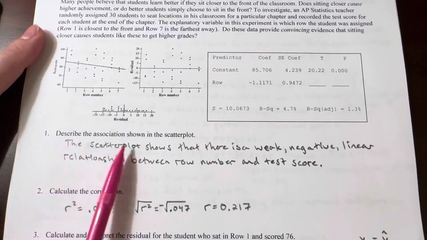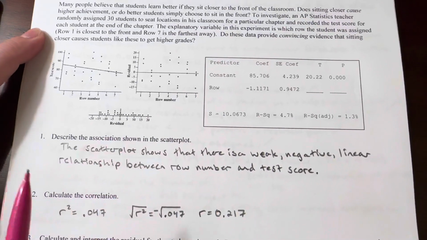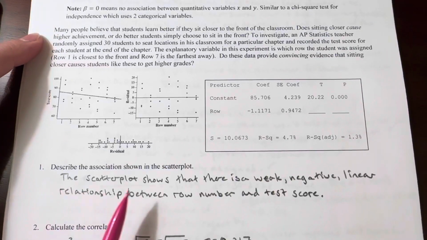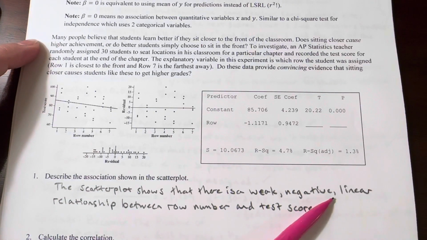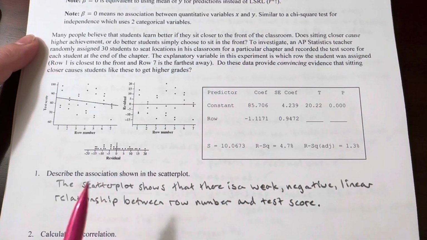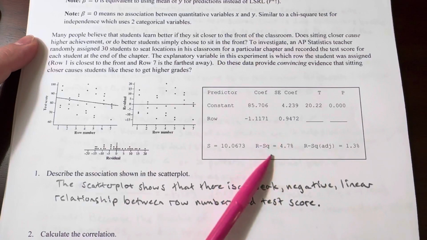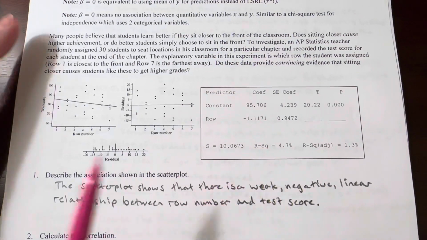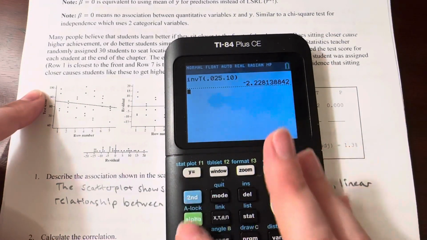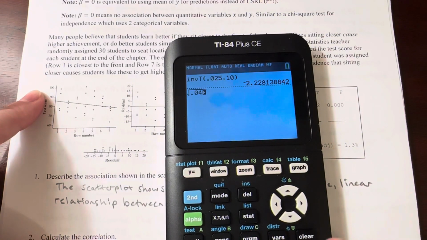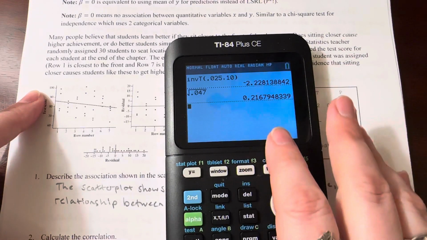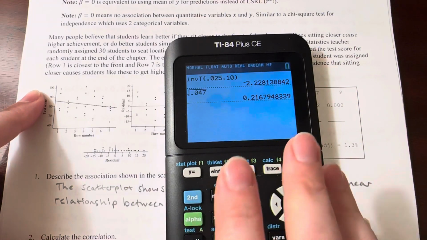For number 1, describe the association shown in the scatter plot. I would say that the scatter plot shows that there is a weak negative linear relationship between row number and test score. The reason I'm saying weak is that if you convert this percent into a decimal, 0.047, and you take the square root of it, you're going to get a very small correlation coefficient. The square root of 0.047 is approximately 0.2167. That is definitely in the weak range for a correlation coefficient.